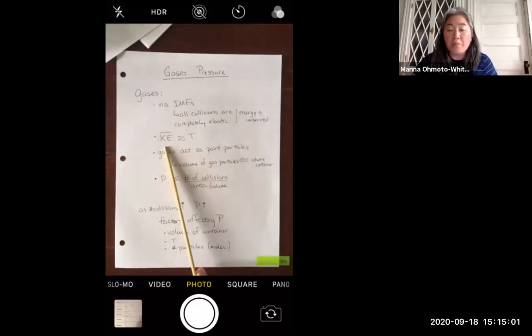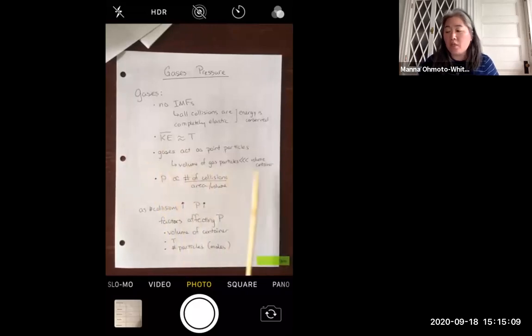Also, that temperature is a measure of the average kinetic energy. And the gases act as point particles, which means that the volume of the particles themselves is much, much less than the volume of the container. As a result, we can say that all the gases basically behave the same. And that pressure is a measure of, or is proportional to, the number of collisions over a given area. So if I increase the number of collisions, then the pressure will increase.